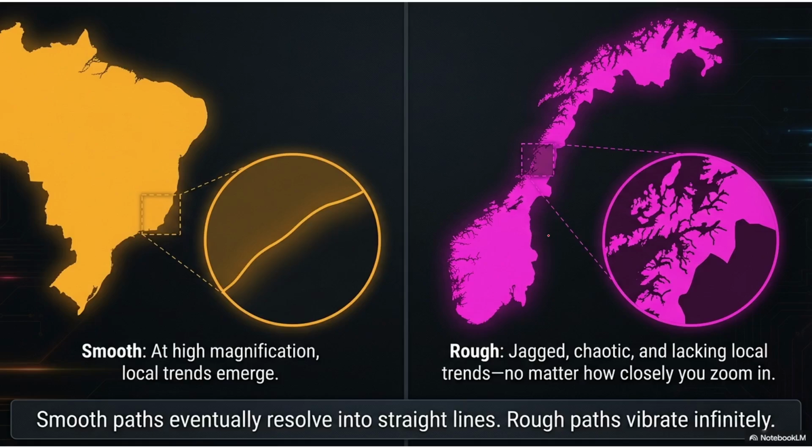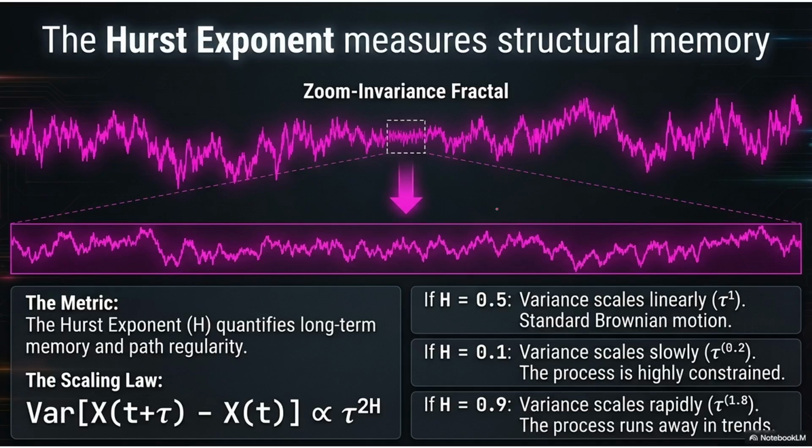So, to put a number on this roughness, we use the Hurst exponent. It was originally developed by Harold Edwin Hurst when he was studying the Nile River flood cycles to measure structural memory or persistence. The formal mathematical definition states that for a process, the variance of its increments scales proportionally to the time window t raised to the power of 2H. So this is the scaling law.